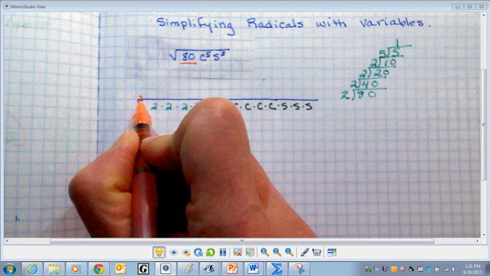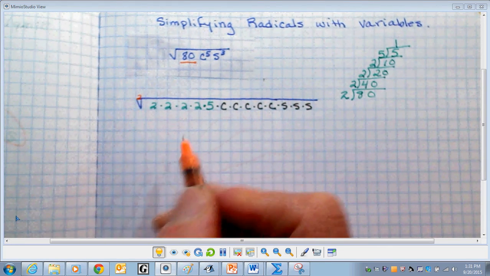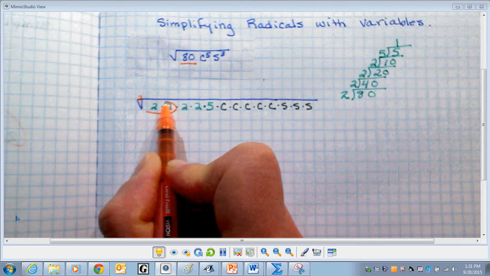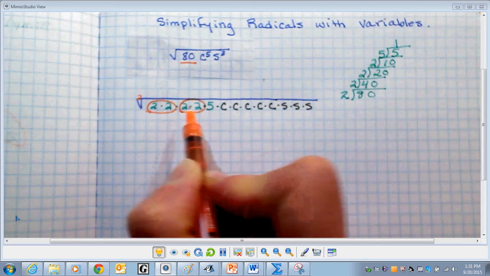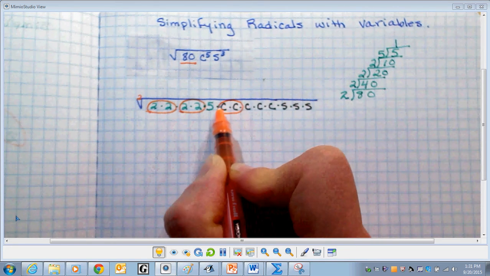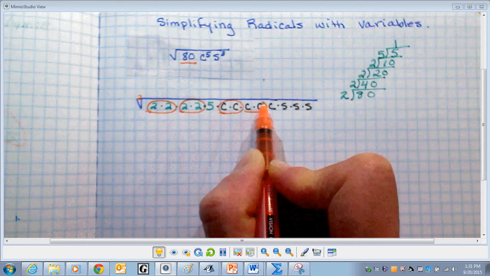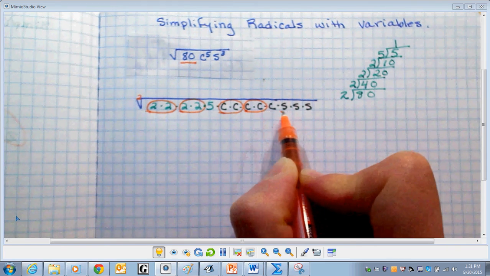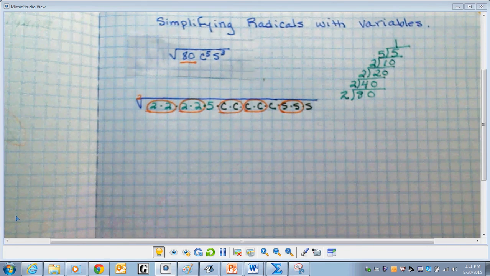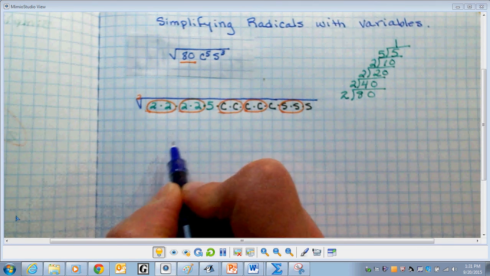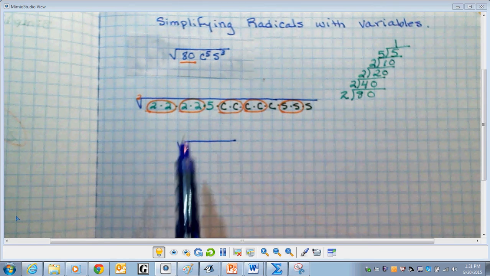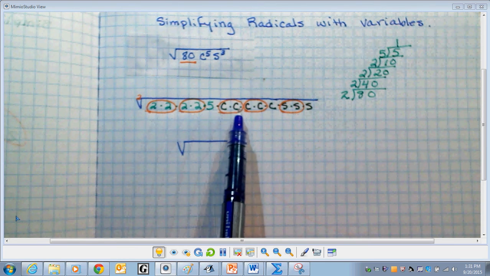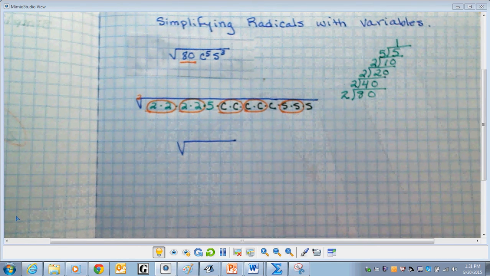So we're looking for pairs of the same prime. So here's one pair, here's another pair, here's another pair, here's another pair, and here's another pair. Okay, so now I want to write my radical, my square root, such that each of these pairs comes out one time.